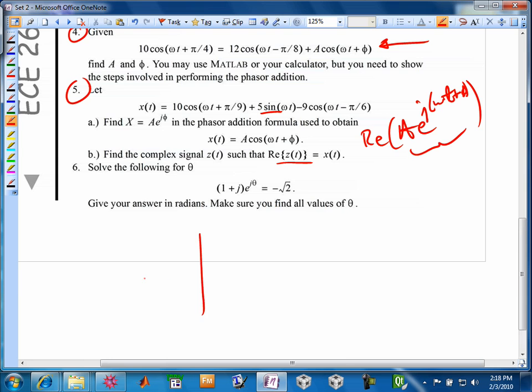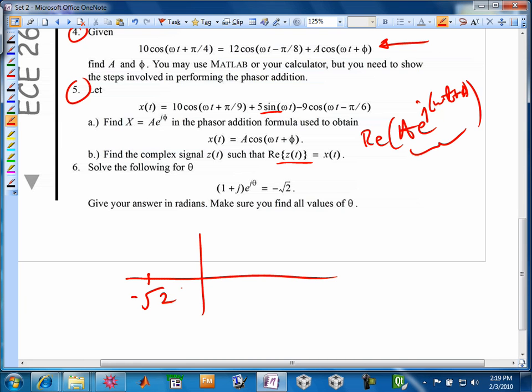This last one is just sort of a mathematical exercise in complex variables, and a real quick hint on that one is you want to show what value of theta can make the complex number on the left equal minus the square root of 2. So just think, where does minus square root of 2 sit? It sits over on this side.